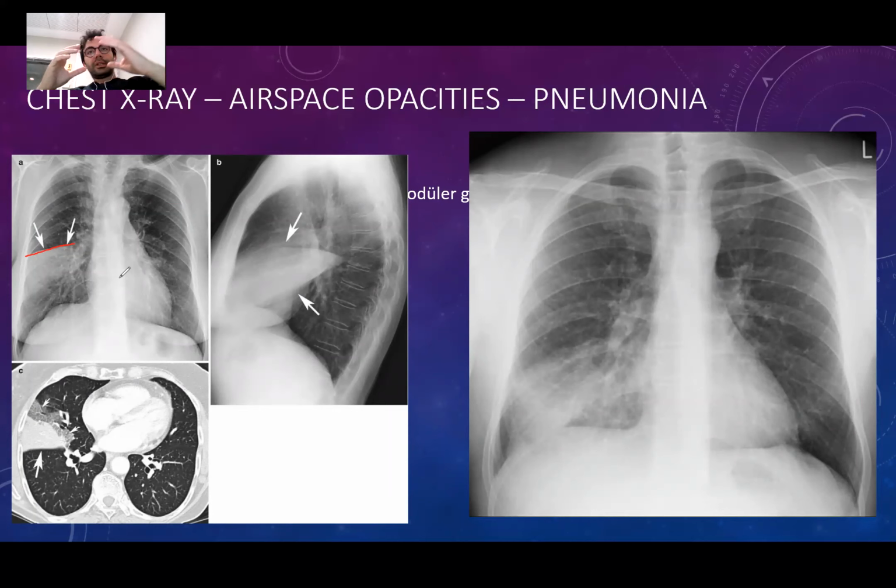Because the consolidation is reaching the upper border of the middle lobe, and the consolidation cannot pass through the fissures of the lungs because it's obstructed. So consolidations cannot cross the fissures. It's the reason why it has a sharp border.